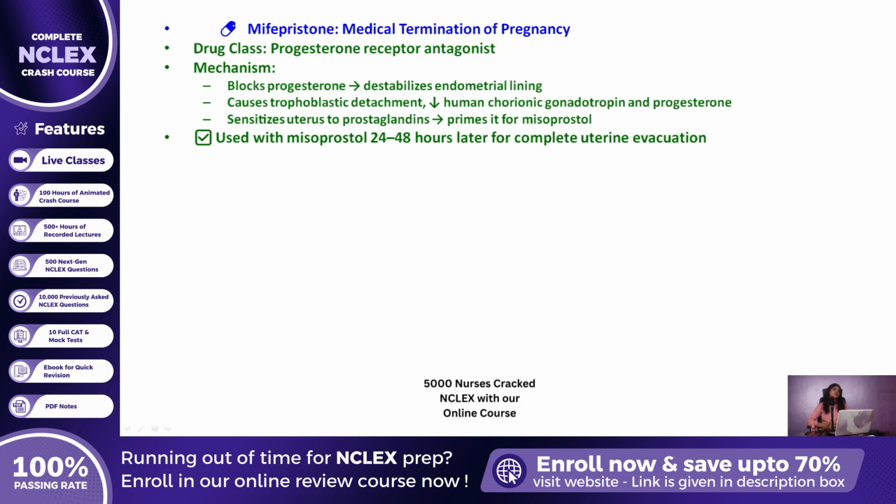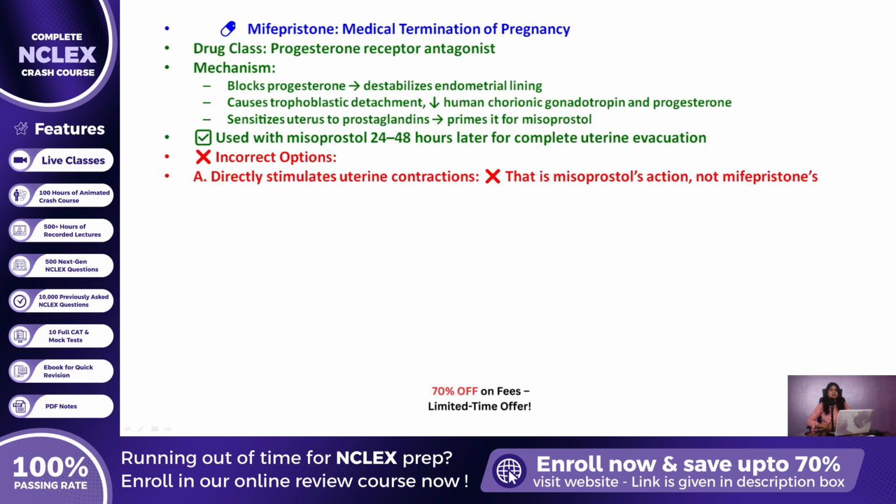Now, let us look at the other options. Option A, directly stimulates uterine contractions to expel the gestational sac, is incorrect, because that is the role of misoprostol, a prostaglandin E1 analog, not mifepristone. Mifepristone sets the stage, but it does not initiate contractions itself.